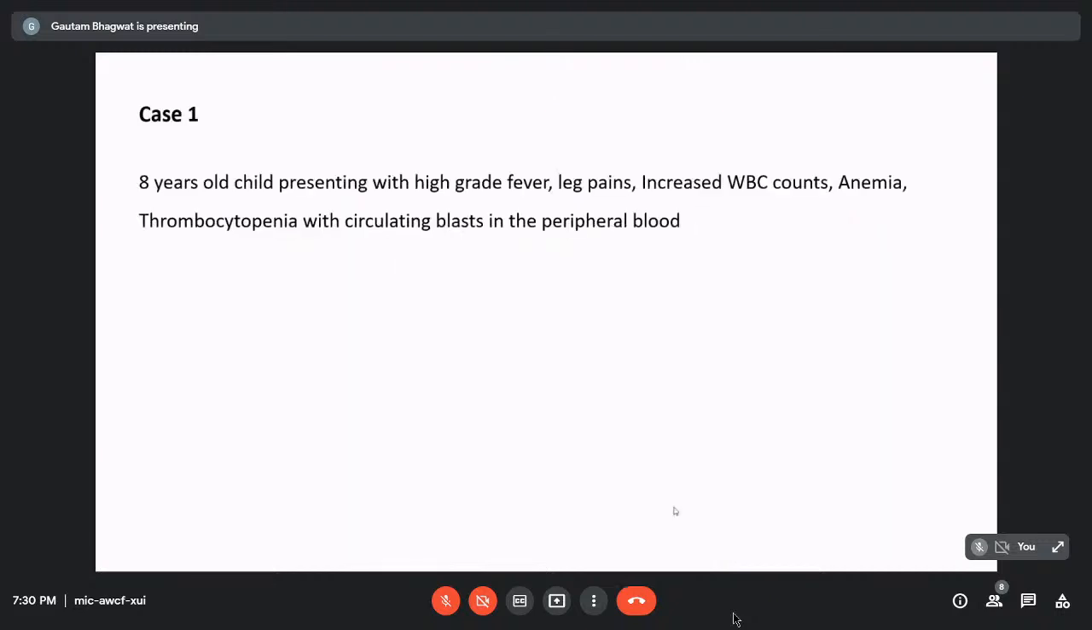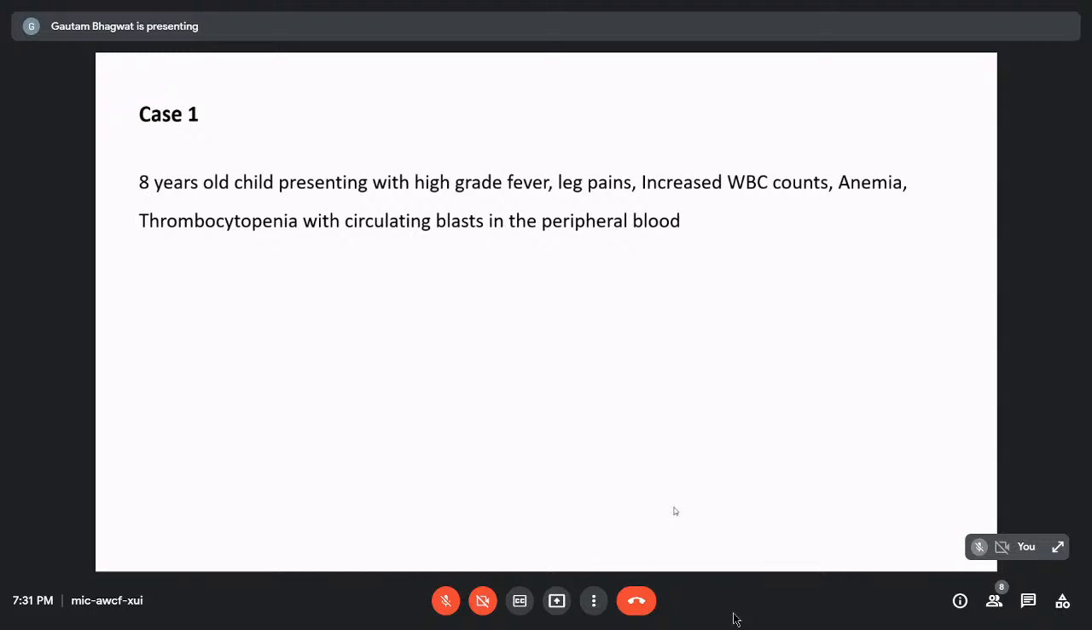Now, once I have told you all these gates and everything, let's actually see what we analyze and how we come to a diagnosis. With each case, I will try to emphasize one or two things, and hopefully this will be helpful. I have taken only the normal cases, I have not gone into any rarer forms. So this is an 8 year old child presenting with high grade fever, leg pains, increased WBC counts, anemia, thrombocytopenia with circulating blasts in the peripheral blood.